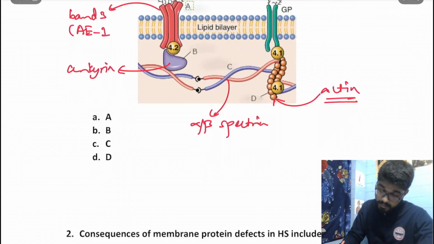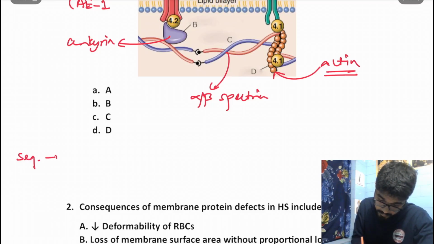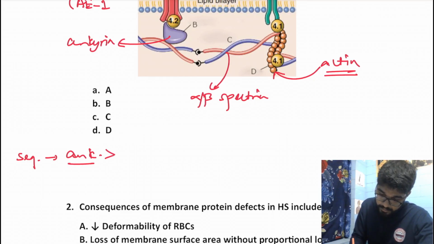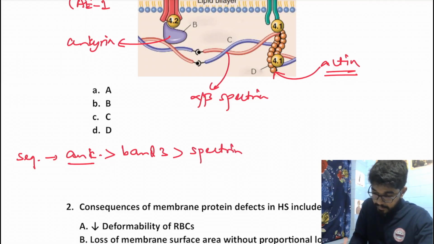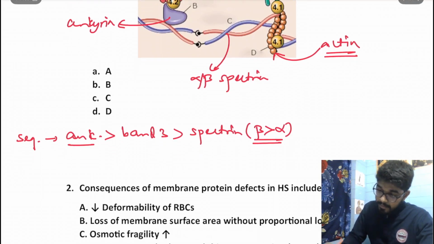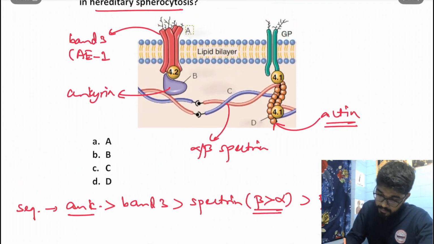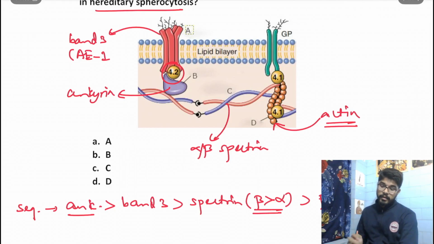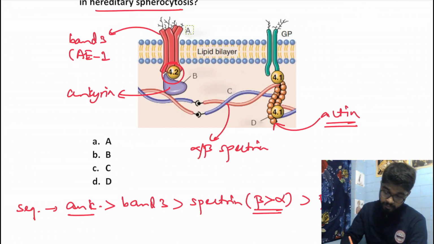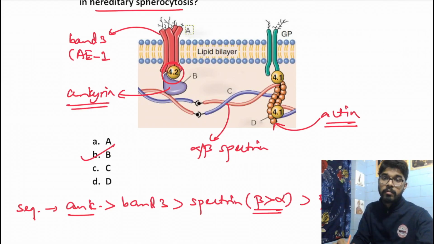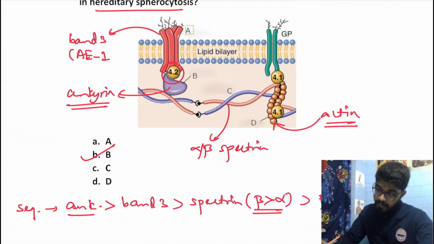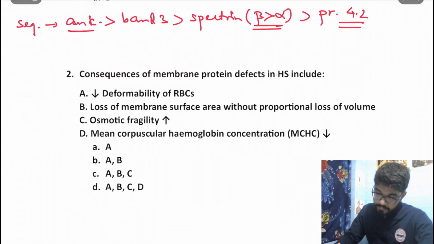So now remember the sequence: the most commonly affected one is ankyrin, and after ankyrin we have band 3, then we have spectrin. In spectrin, beta is more commonly affected than alpha, and then we have protein 4.2. So our answer should be B, because ankyrin is the most common one to get mutated. Moving on to the next question.